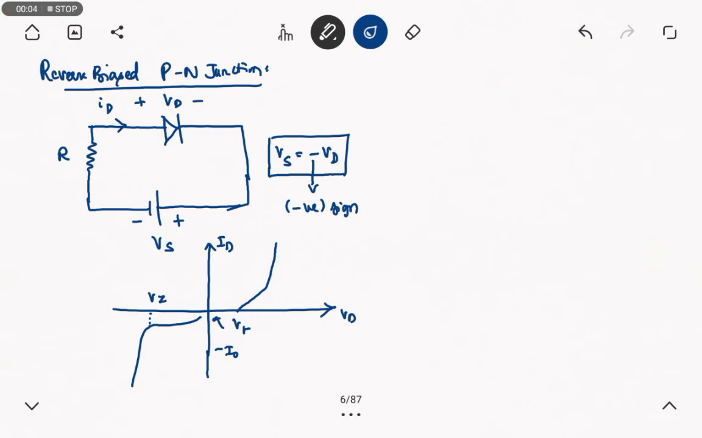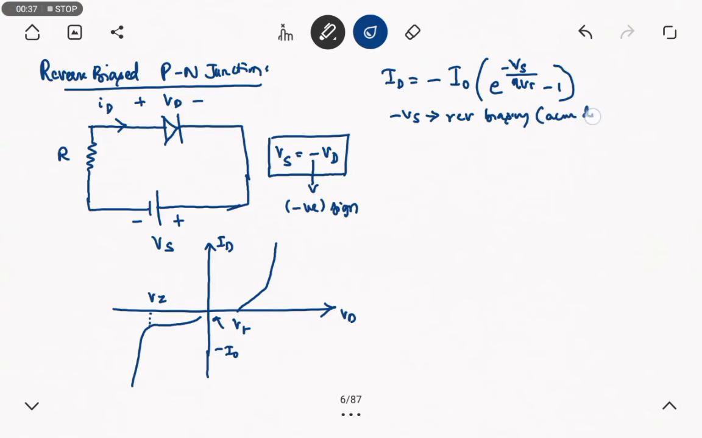We can represent this with an equation. How can we represent this with an equation? ID, that is diode current, will be equal to minus I naught into e to the power of minus Vs, that is supply voltage, divided by eta Vt, minus 1. Here we can represent minus Vs as the reverse biasing voltage which is occurring across the diode.